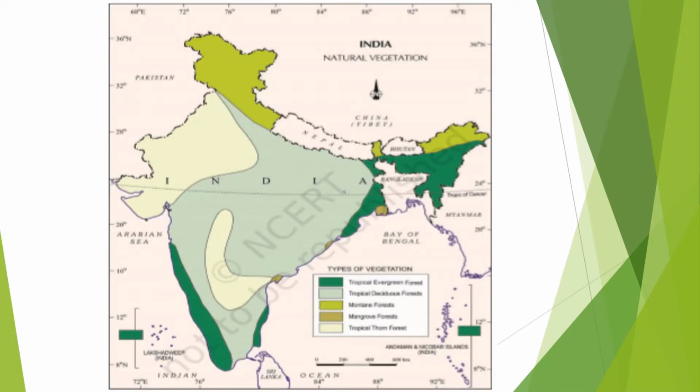Here is the map of India depicting different forest cover or different types of vegetation, you can say, like tropical evergreen forest, tropical deciduous forest, montane forests, mangrove forests, and tropical thorn forest, which we will be learning one by one. And in today's lesson, we will be covering the first two forests.